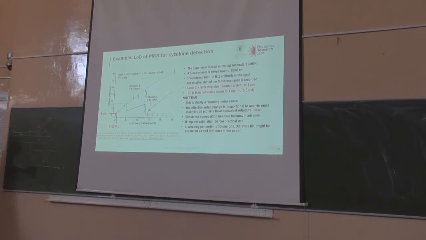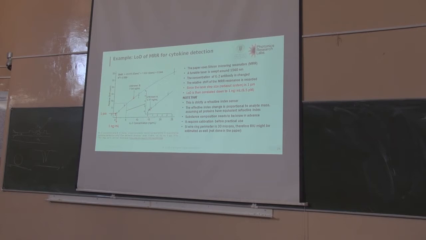And this is what was done in this MRR, micro ring resonator, for cytokine detection. It is done with a ring resonator, and you put your substance on top. We'll talk about that later, it's not that easy. And basically, what is the minimum amount of analyte? Analyte is the substance on top, what you are trying to sense. What is the minimum amount of analyte that you can detect? The minimum amount that you can detect is called LOD, limit of detection. This is the minimum amount.